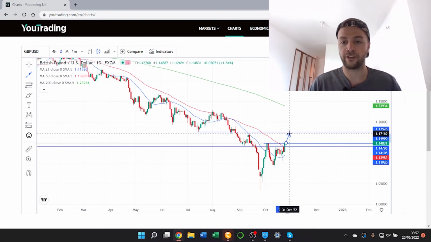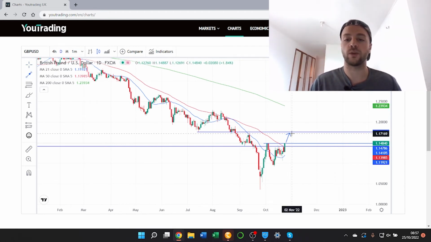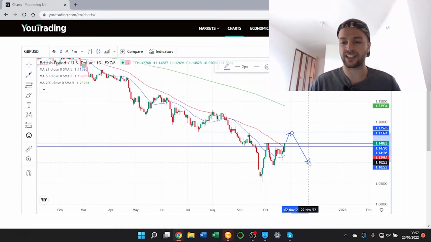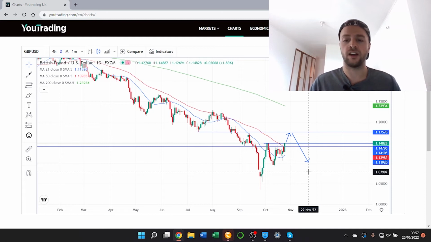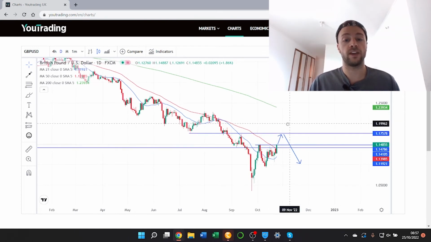So if we do get above here, I'm going to be looking at this 117 level and thinking about, as we get closer to it, whether that's a nice area to add to short positions and maybe target a retest of 110. And why is that? Well, it's mainly because of the positive dollar story, which I think is still there because of the tight labour market and hot inflation, and the fact that the UK economy is still very much in a bit of a hole at the moment.